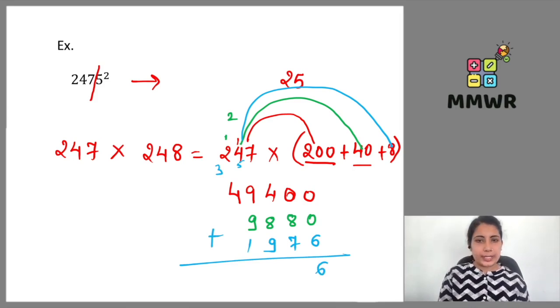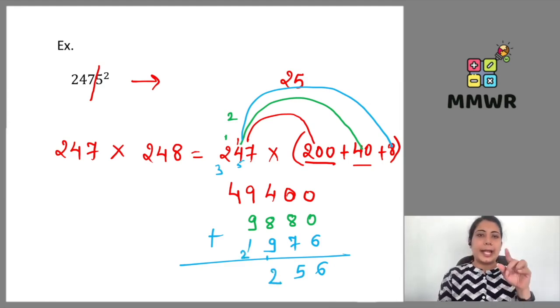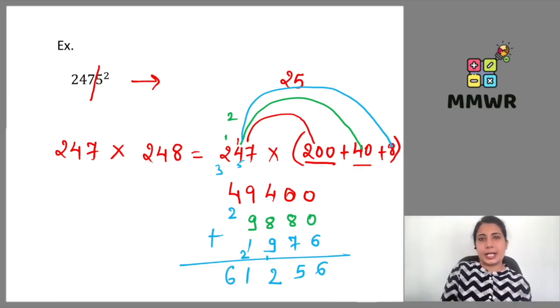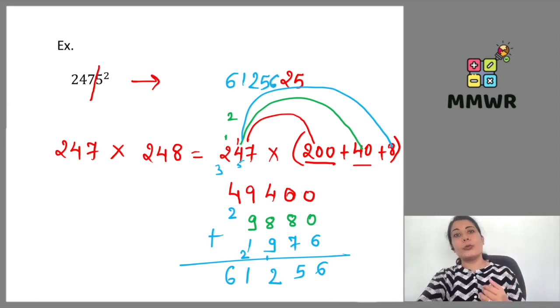Let's quickly add all of them. 0 plus 8 plus 7 is 15. Carry over 1. 8 plus 1 is 9. 9 plus 9 is 18. 18 plus 4 is 22. 9 plus 9 is 18. 18 plus 2 is 20 plus 1 is 21. 4 plus 2 is 6. So the answer is 61256 after taking the product of 247 with 248.